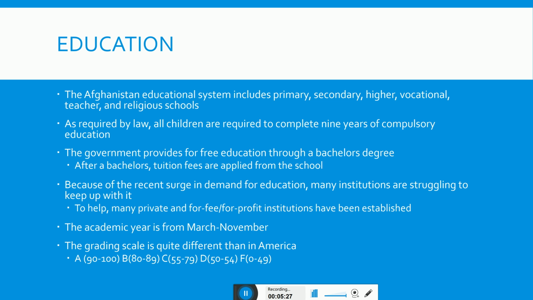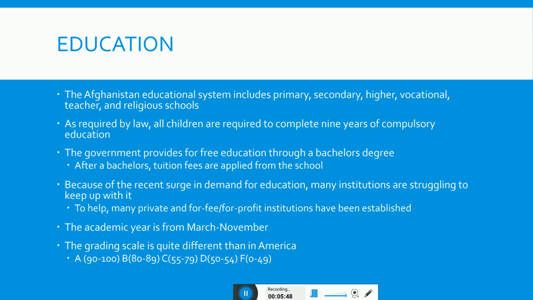To keep up with the recent surge in demand for education, many institutions are struggling to keep up with it. So there's been a recent surge in schools or institutions that are private or for fee or for profit. So those who can afford things like that, they will go there. Their academic year runs from March to November.